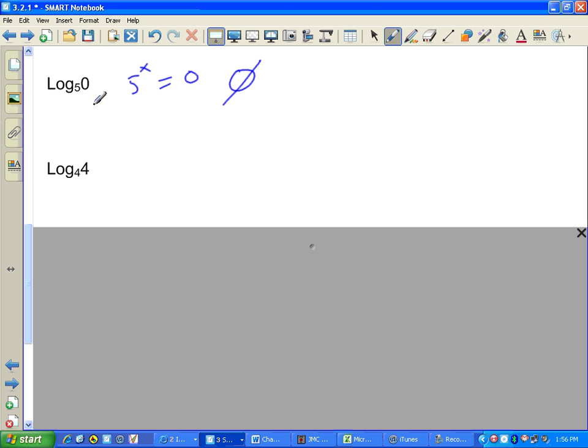And that should be easy to remember. We can't divide by 0. Can't take the log of 0. 0 is one of those quirky numbers that just doesn't allow certain things to happen.